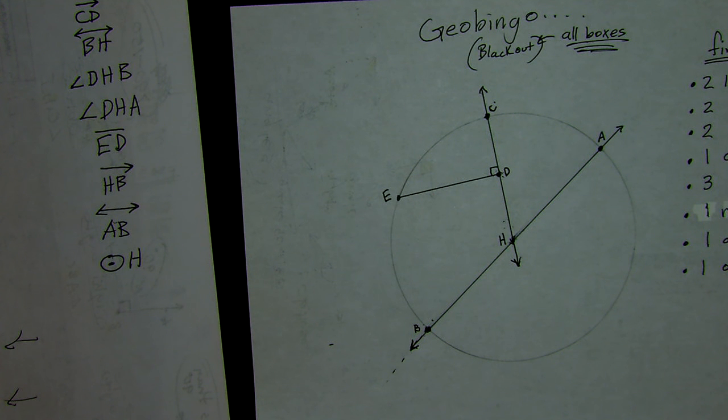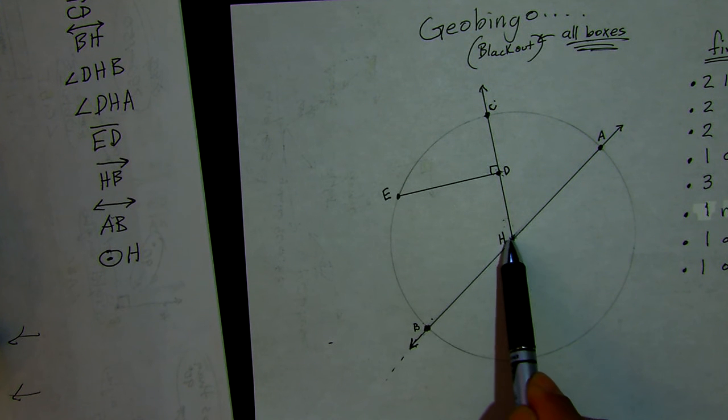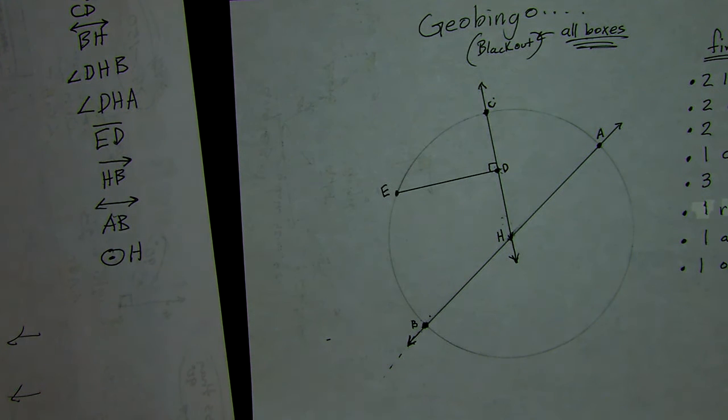O-H. Actually, it's not O. That's circle H. So the center is H, so we call this circle H. All right, I think everyone had that one, though, because you had to find one circle, and there's only one circle.